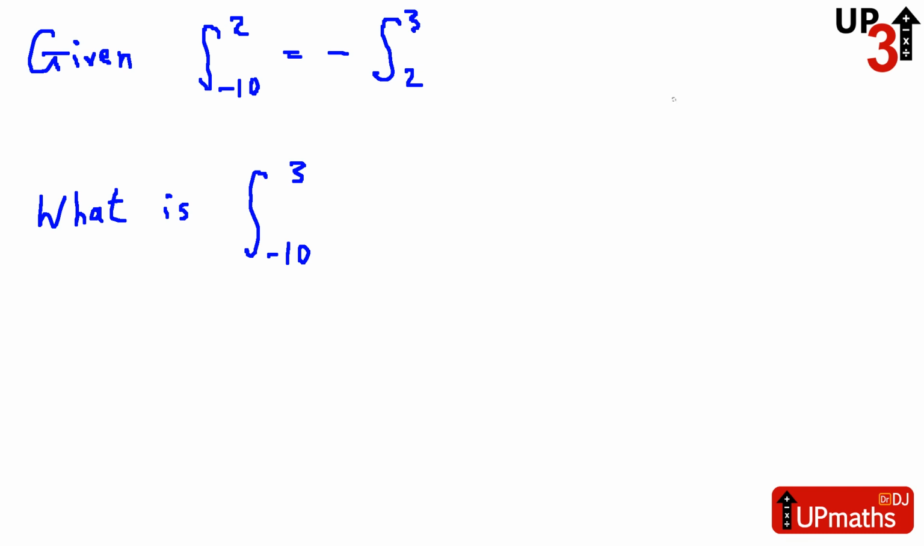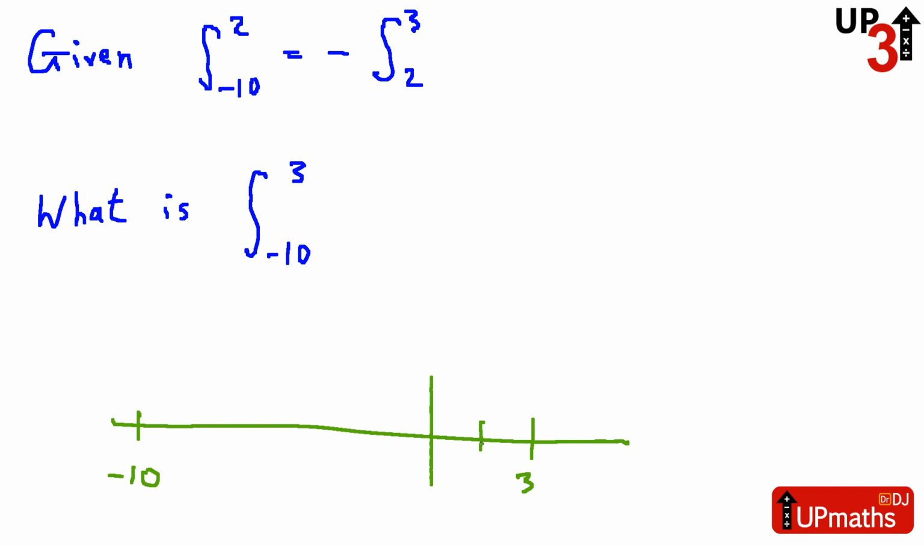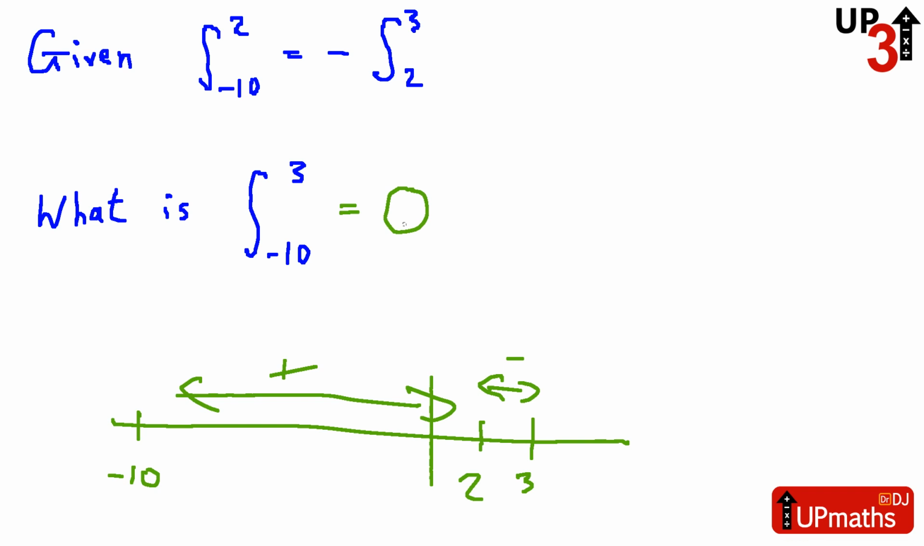Oh, I like this question. Let's number line it. Minus 10 to 3 and 2. Oh, they're saying that that is the positive version of this, or the other way around. Doesn't matter. Anyway, the point is the 2 must cancel out, and therefore the answer is 0.